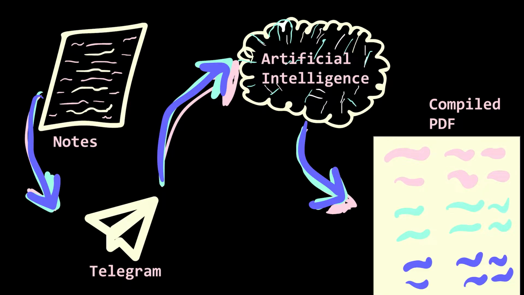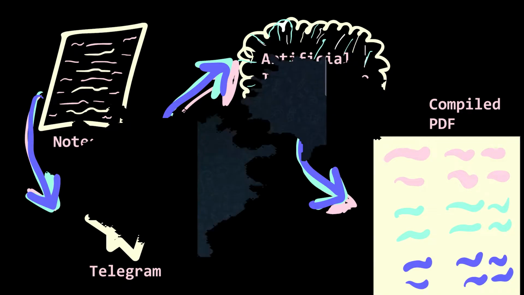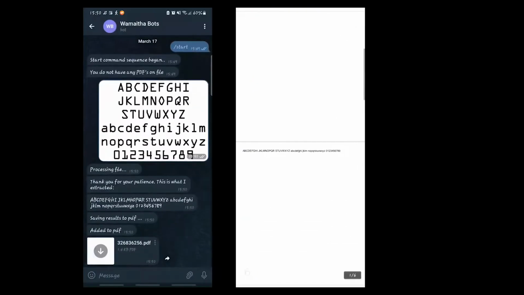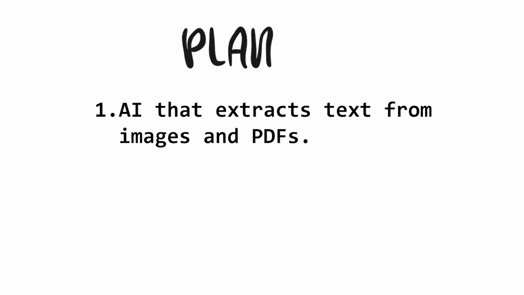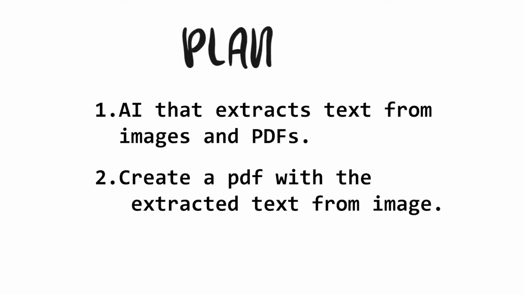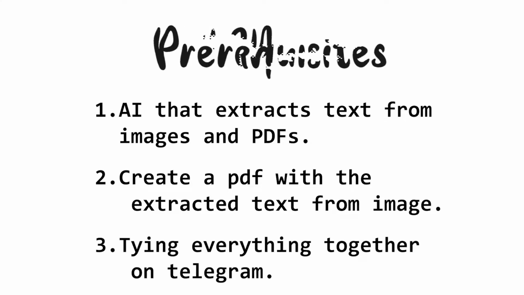Here's a demo of what we will have by the end of this video. We will divide the project into 3 parts. Part 1, having an AI that's able to extract text from PDFs and images. Part 2, create a PDF with the extracted text from image 1 and also append text to the same PDF on subsequent images. Lastly, tying everything together on Telegram.